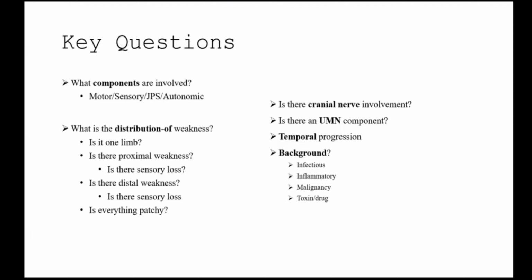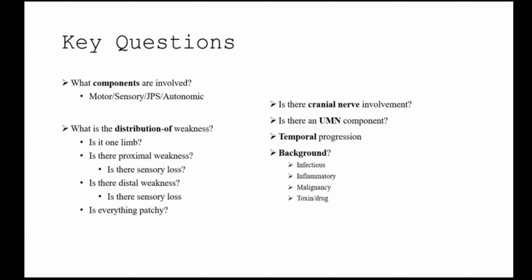The next question we ask is, is there distal weakness? If there is no proximal weakness, then next we ask, is there distal weakness? If there is distal weakness with distal sensory impairment, then we are thinking this is length-dependent neuropathies. The next question we ask is, is everything patchy? Patchy sensory motor on one side and patchy motor alone on the other side. So this is our second question.